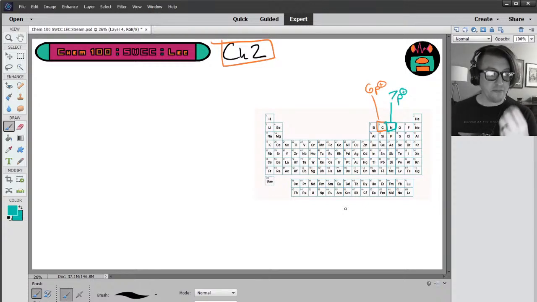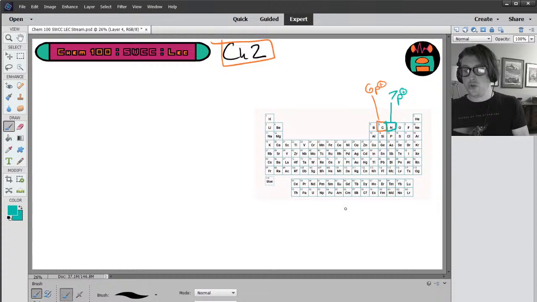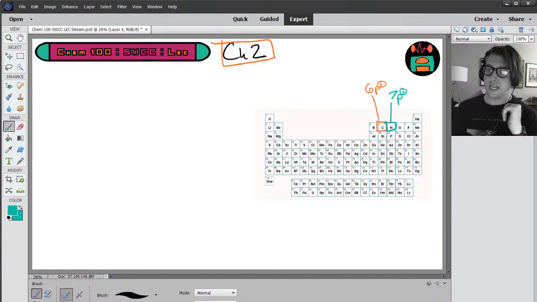You can have elements, and all atoms will have the same number of protons if they're the same element. But you can have atoms with the same proton count that have different neutron counts. And that is the definition of an isotope.